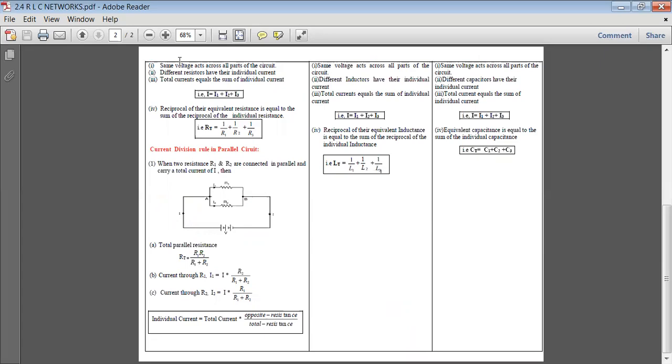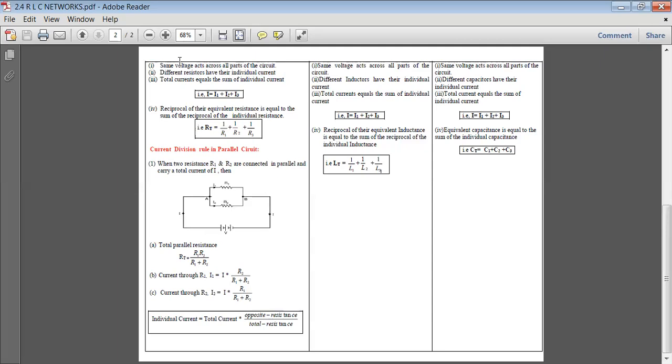Now second point, different resistors have individual currents. What is the current through R1? I1. The current through R2? I2. The current through R3? I3. Because we have a junction, current is going to divide.